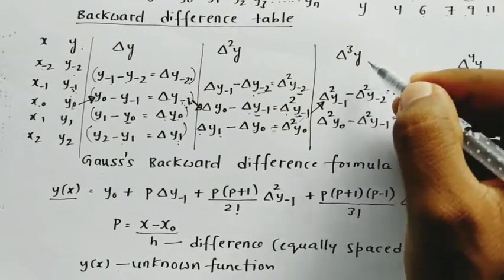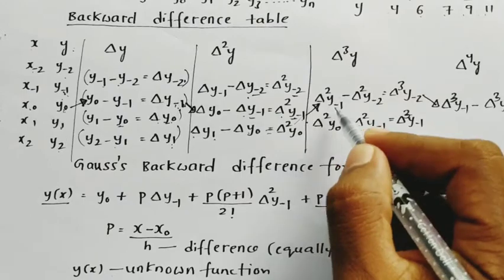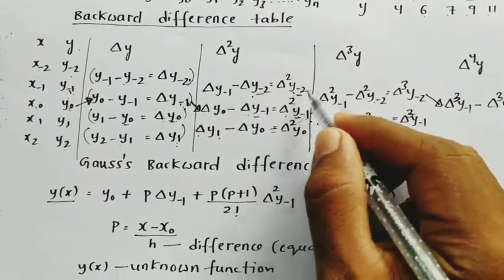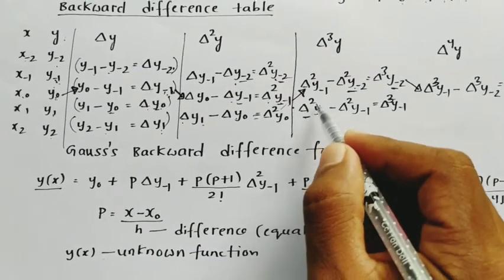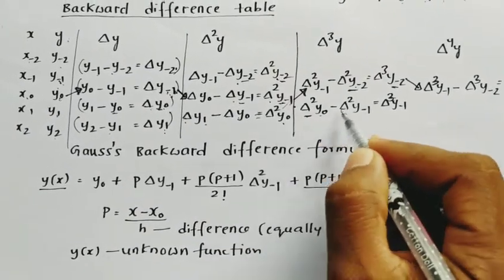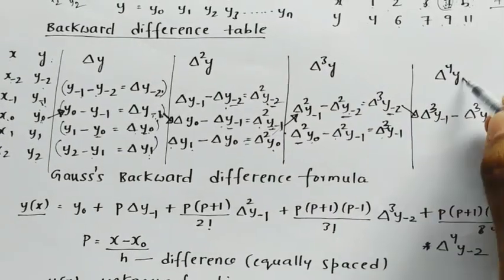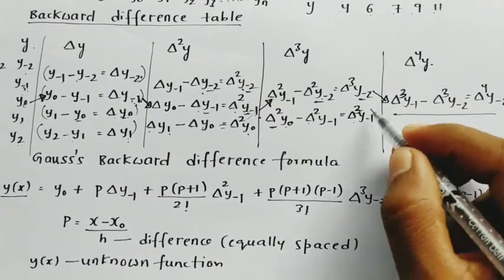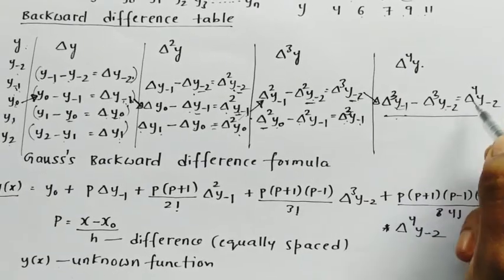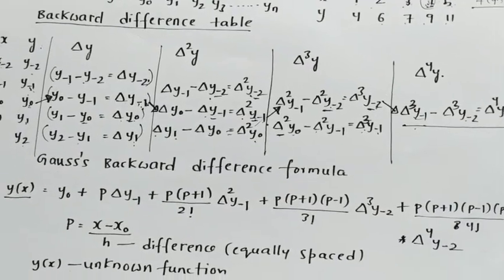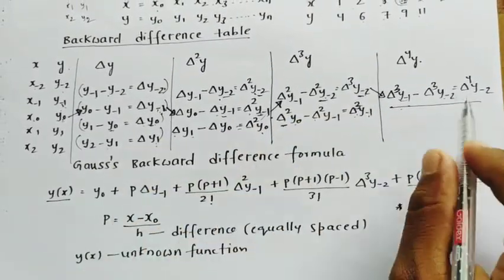Similarly we find delta cube y. Delta cube y minus 2 is delta square y minus 1 minus delta square y minus 2. And delta square y0 minus delta square y minus 1 gives delta cube y minus 1. Finally, delta cube y minus 1 minus delta cube y minus 2 gives delta power of 4 y minus 2. In this way we draw the backward difference table.